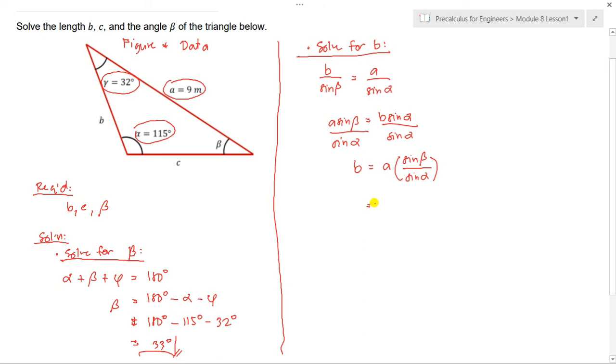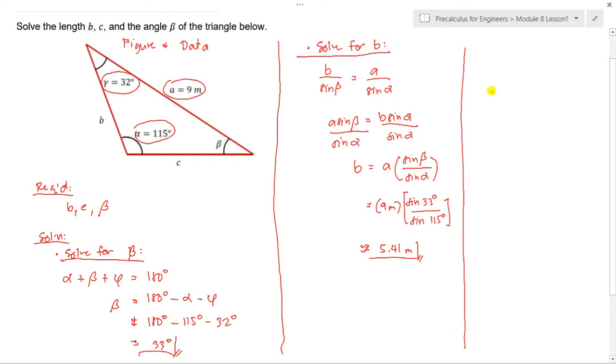So, B now is equal to A multiplied by the sine of beta all over the sine of alpha. Then, substituting the values, for A, that is 9 meters, so 9 meters multiplied by the sine of 33 degrees all over the sine of 115 degrees. Now, simplify. 9 times the sine of 33 all over the sine of 115. So, the answer here is 5.41 meters, approximately. Okay? Mao na siya ang side B.